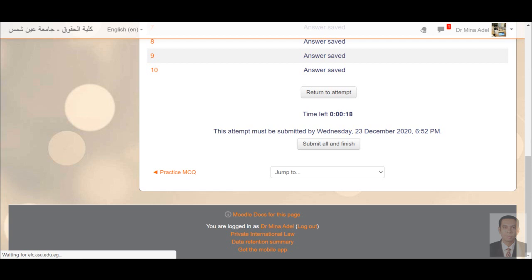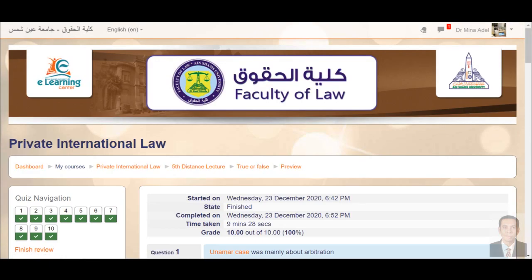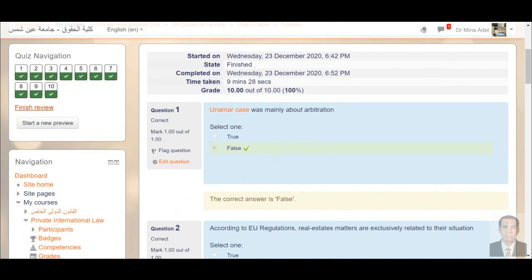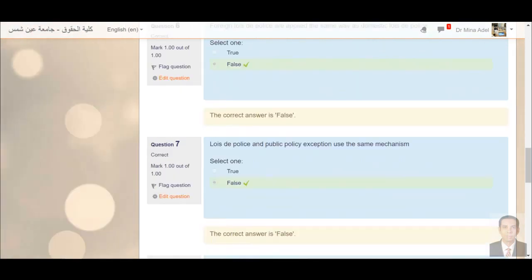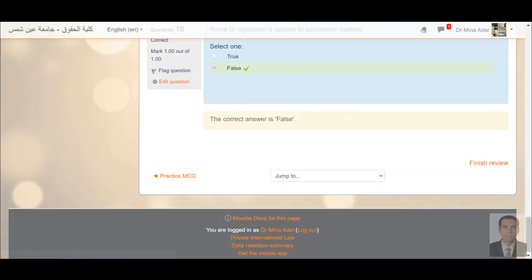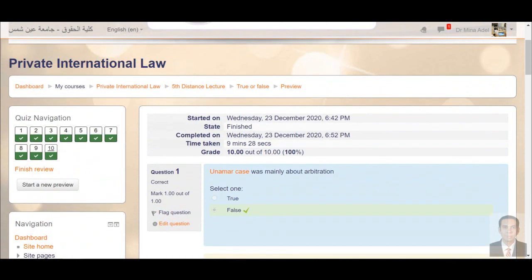It takes some time. We still have some seconds remaining, and here we are. We have the results. If we check the left of the page, we have quiz navigation. We have the 10 correct answers. We can click on any of them, for example question 5, to check the results and the correct answer. If we click on 10, we reach the last question, and here they are all green, all correct. So now you have an idea how this part of the exam looks.